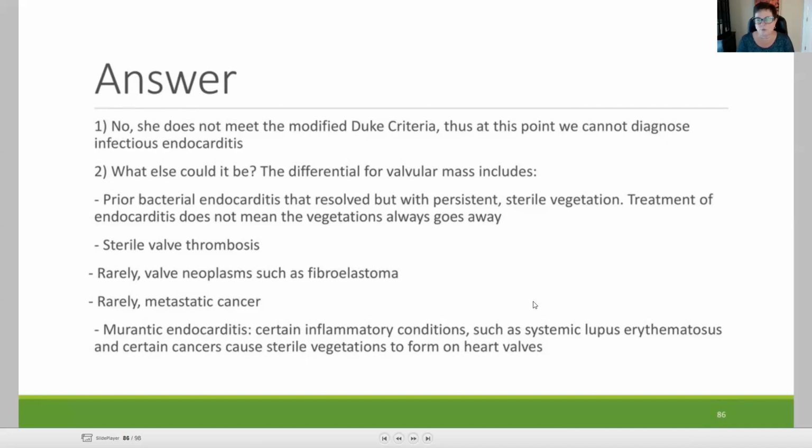This lady does have an adenocarcinoma of her lungs, but these are very rare cardiac neoplasms. But it could be something called marantic endocarditis. And this is where certain inflammatory conditions such as lupus cause sterile vegetations to form on heart valves. Kind of unique. I had not heard of this before. This is new to me and I had to do a little bit of research. And it's not very prominent in patients with lupus, but there have been anecdotal case discussions in the literature.